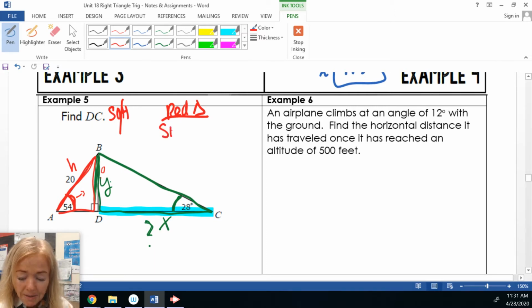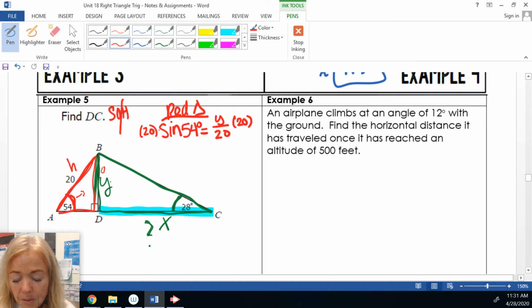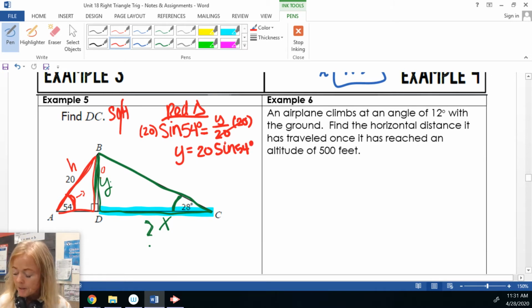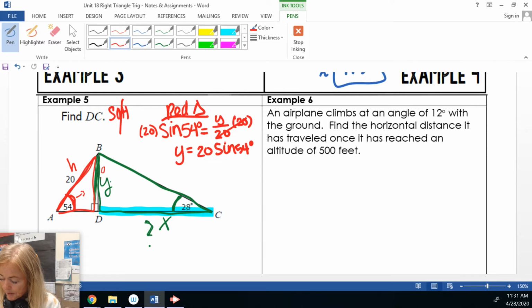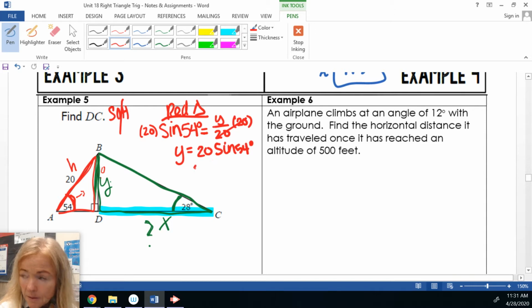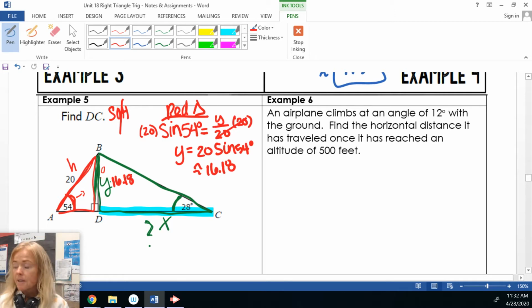So sine. What follows a sine? The angle 54 degrees, and that's equal to Y over 20. So the hypotenuse is 20. I've set myself up an equation that I can use. I can multiply by 20 and solve, and I get Y is 20 sine 54. Okay? So with that, I can put it in the calculator, 20 sine 54, and that is approximately 16.18.